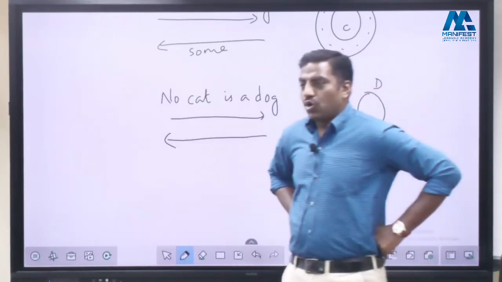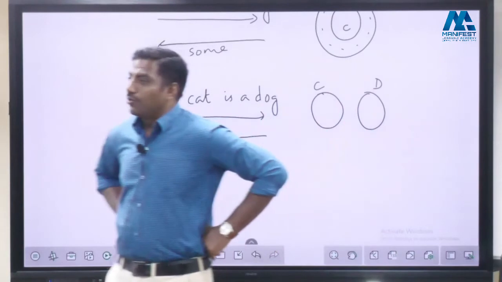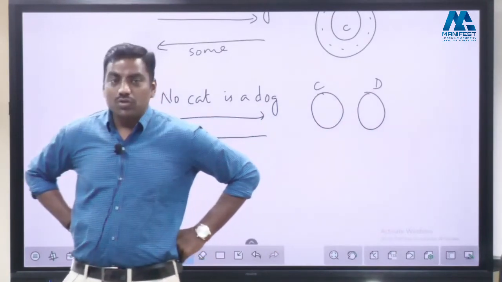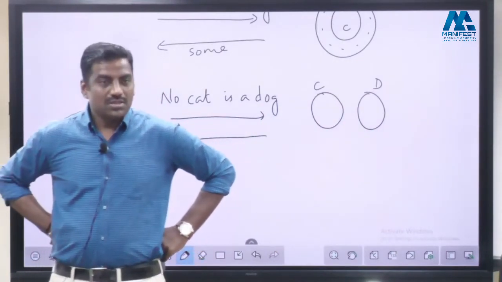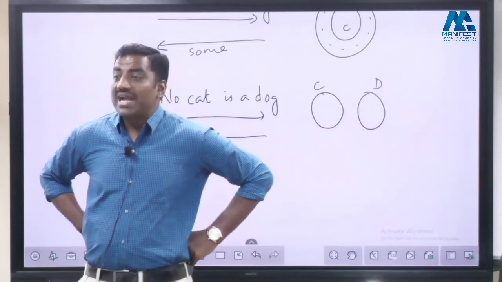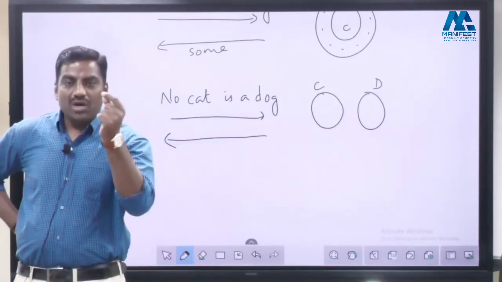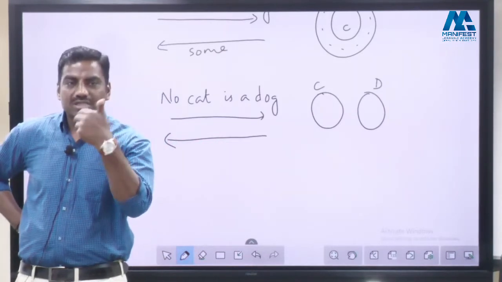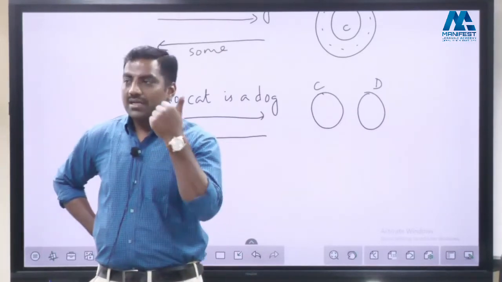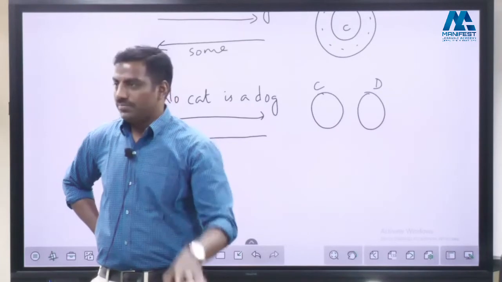Your aim is to what? Not to select the conclusions. Your aim is to reject the conclusions. You have to go with that attitude, that you have to reject the conclusion. Even if in 1% of the chances the conclusion is rejected, that conclusion is not true at all.